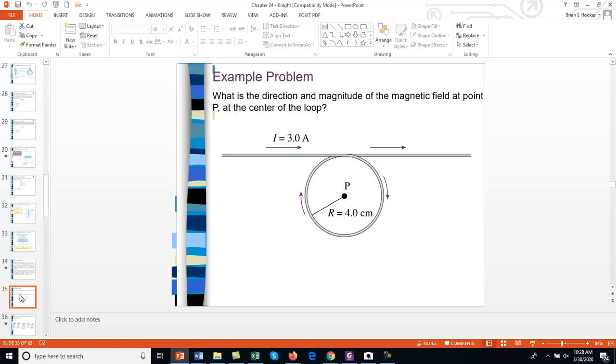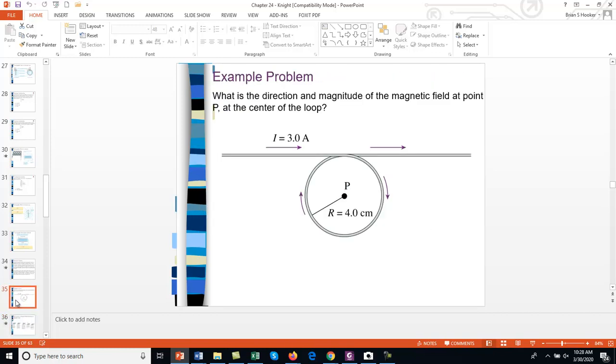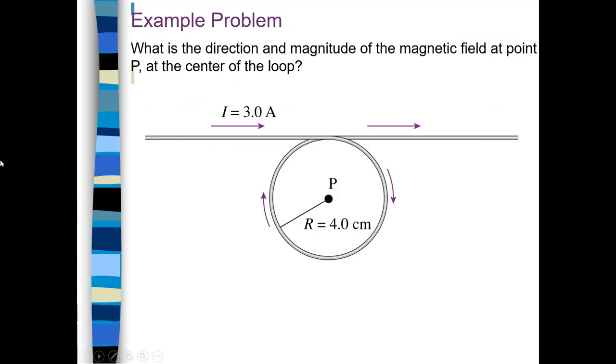We have another example problem. We'll make this second lecture a little long, but let's do this other example problem really quick. Let's say I have a current loop here. My current is 3 amps, and it is moving around in a clockwise direction. We want to know the direction and magnitude of the magnetic field at point P in the center of the loop. We have a radius of 4 centimeters.